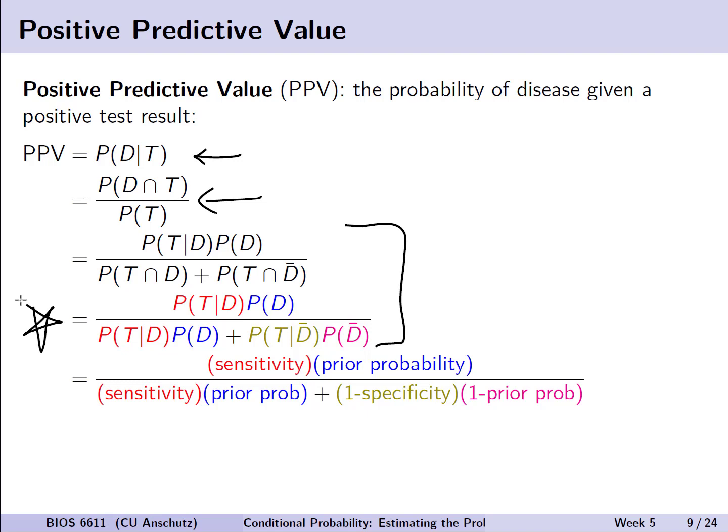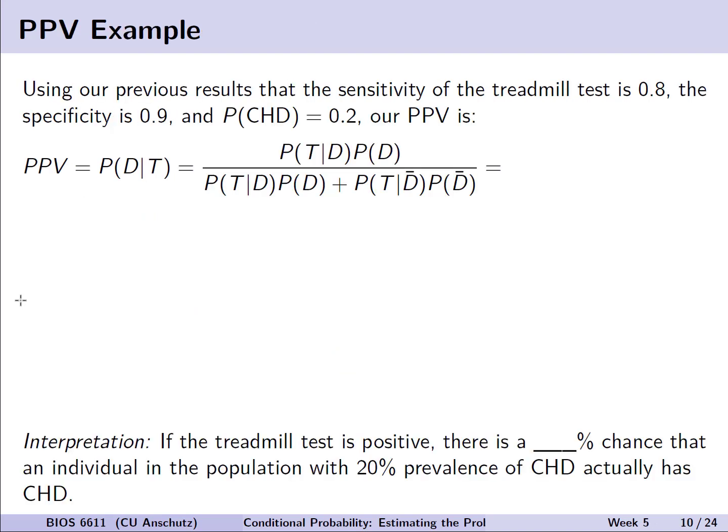Take a second to jot this formula down, and we'll be working through an example on the following slide. So let's walk through an example of calculating the positive predictive value.